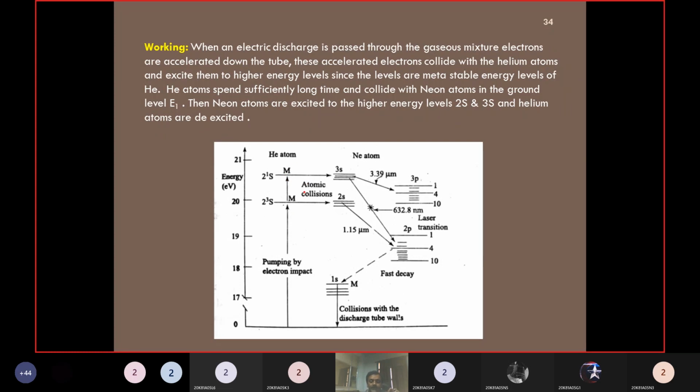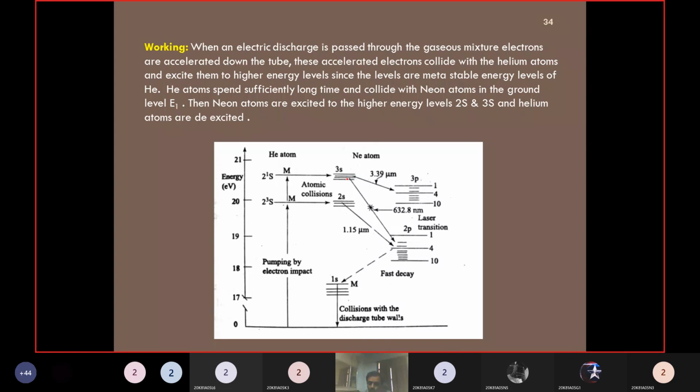So those excited helium atoms again collide with the neon atoms. Because of that collision, the neon atoms go to the excited states. Those excited states are 3s and 2s. So these are the neon atoms' excited states.